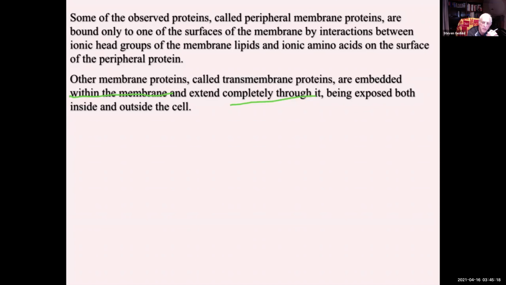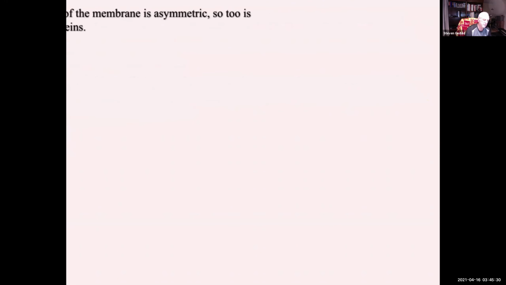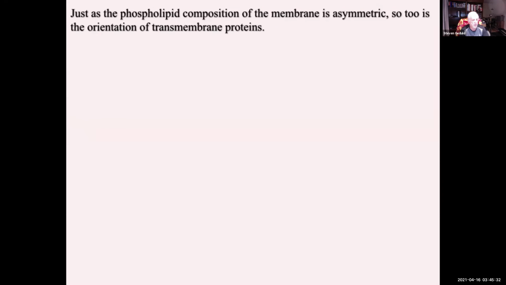Okay, so different types of proteins have different functions, and it acts like that depending on where they're located on the cell membrane. The ones that go completely through it are exposed to both inside and outside the cell, because they're going completely through the lipid bilayer. Just as the phospholipid composition of the membrane is asymmetric, so too is the orientation of the transmembrane proteins. They don't line up exactly. They're just randomly placed throughout the cell.